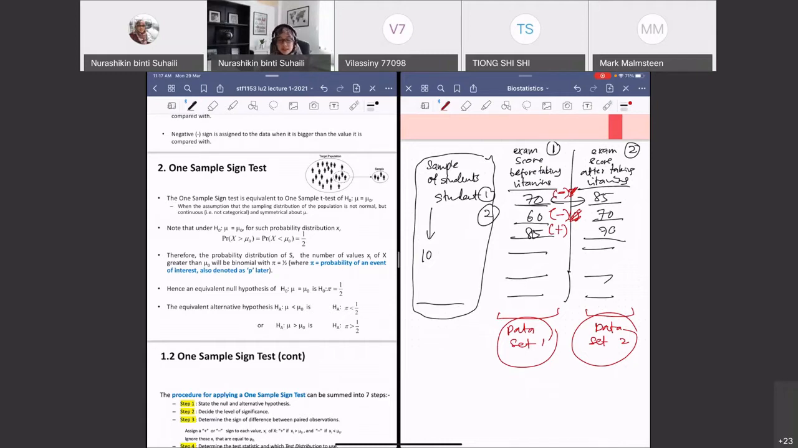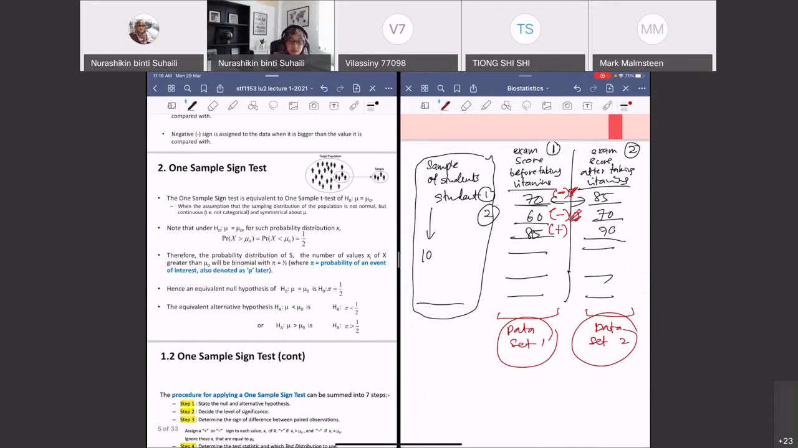So this sign test is used if you just want to have an idea whether or not, in this case, the vitamin gives an effect. Maybe you just want to know to that level, but if you want to know how much, perhaps this test might not be suitable. We have to go for a more sensitive test, which will be covered in the next lectures.